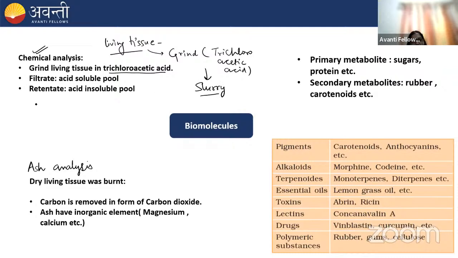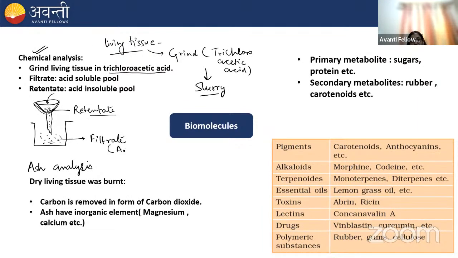When they filter the slurry, let me make a funnel. This is a beaker. They put this slurry. They use cotton or cheesecloth for filtering. And this is a filtrate. They observe two components. One is the filtrate, and the second component is retentate. The molecules which are smaller in size can easily dissolve in acid.